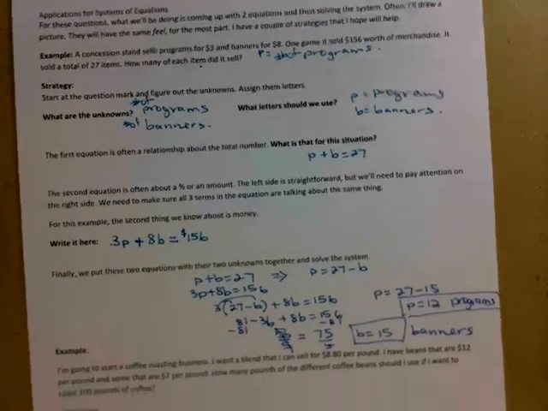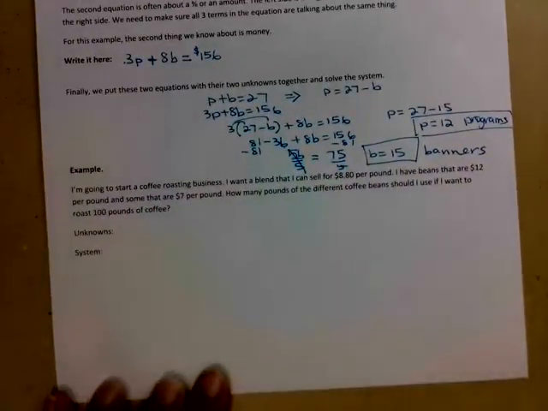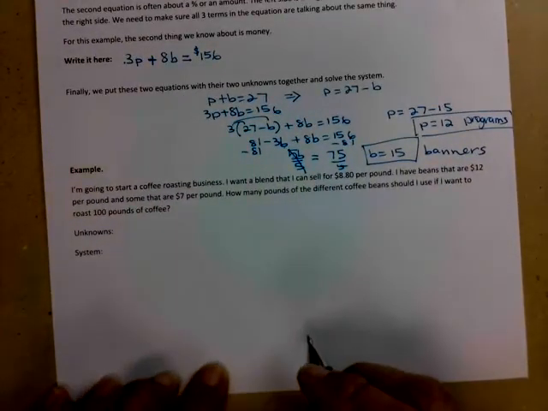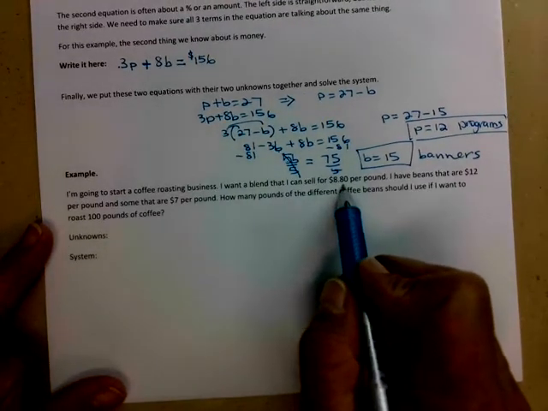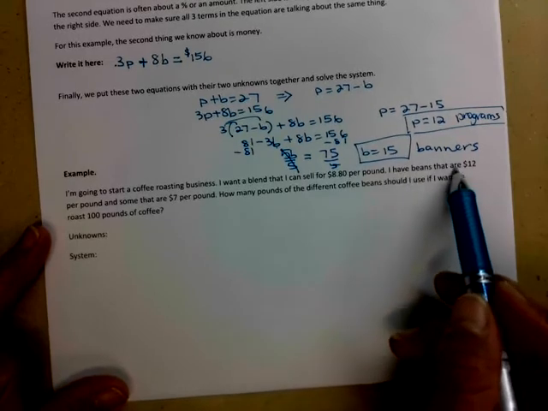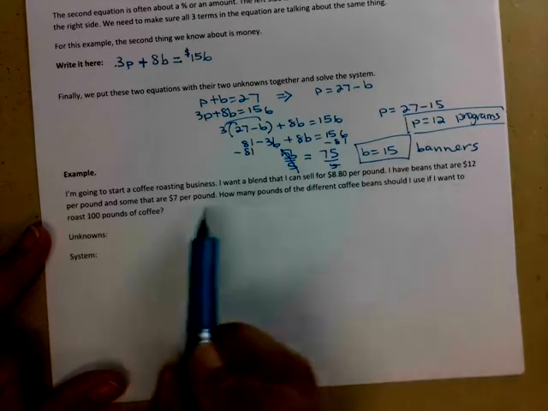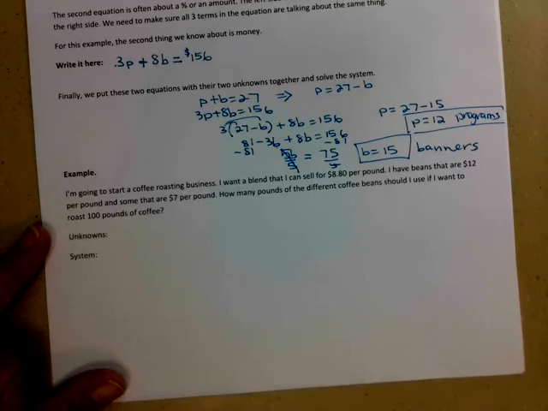Okay, let's try the next one. Let's say I'm going to start a coffee roasting business and I want a blend that I can sell for $8.80 per pound. Gosh, that's pretty cheap. I have beans that are $12 per pound and some that are $7 per pound. How many pounds of the different coffee beans should I use if I want to roast 100 pounds of coffee?